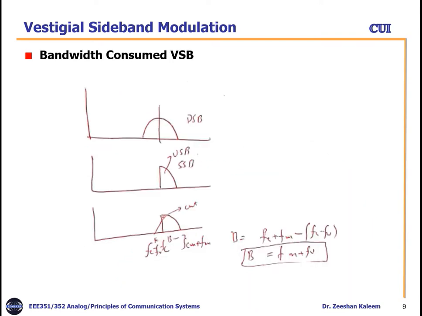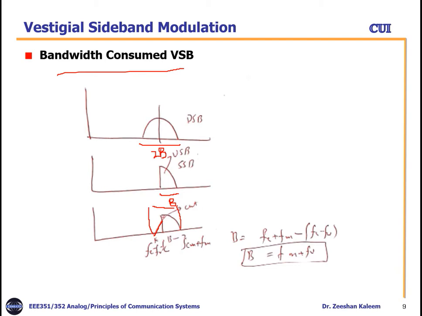In this slide, we will discuss the exact value of the bandwidth consumed by the VSB. In double sideband, you know that the bandwidth is around 2B, double that of the modulated signal, and in single sideband we have a B bandwidth. However, in VSB we have an additional portion, so the bandwidth will extend from here to there. So this is our bandwidth B.